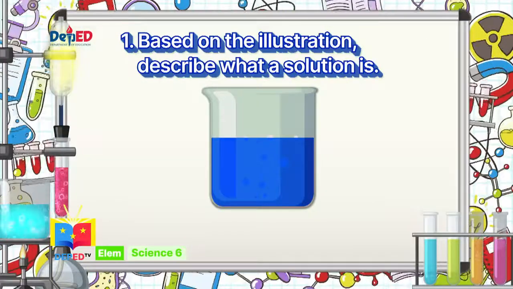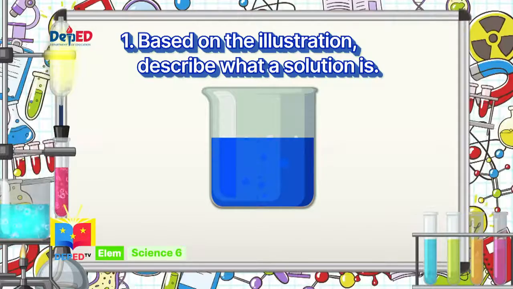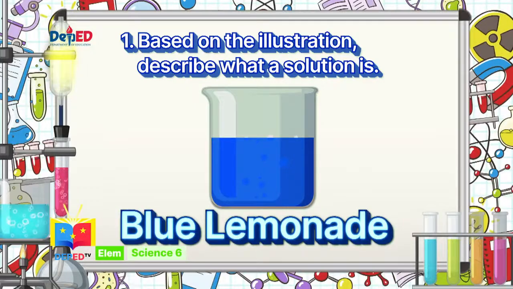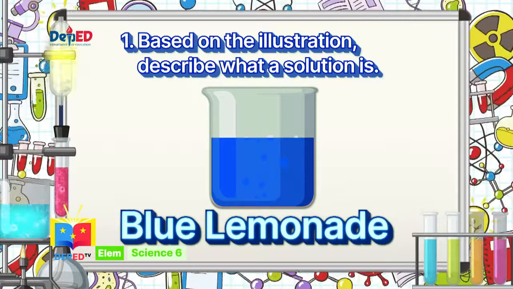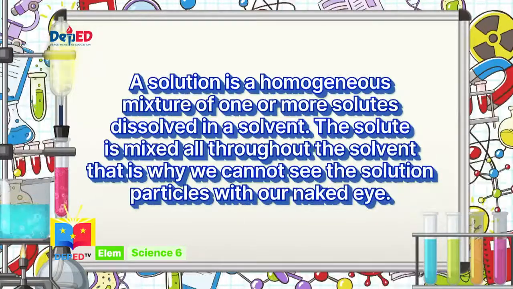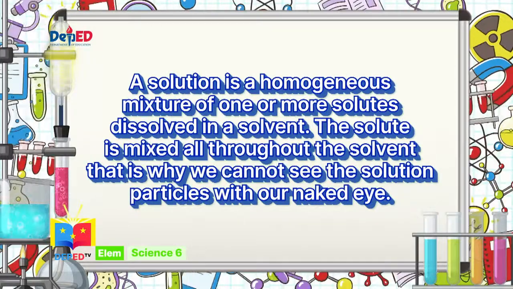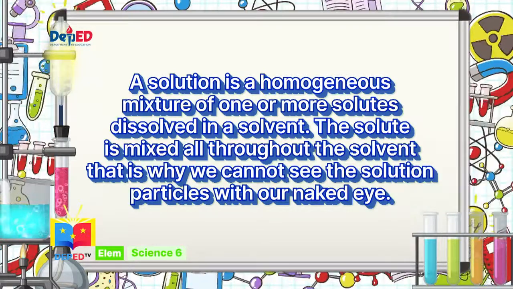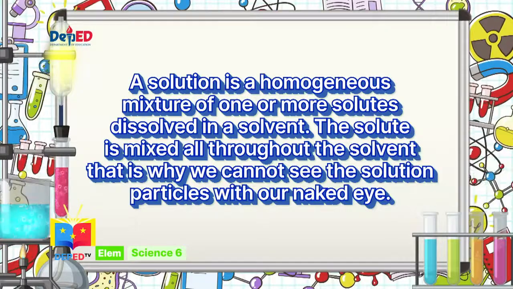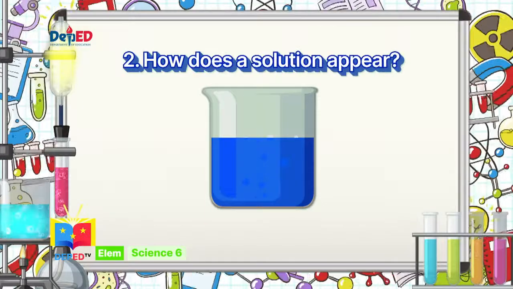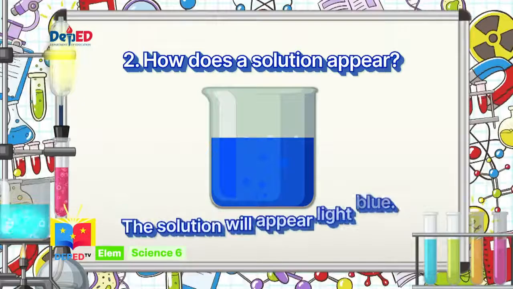Number 1. Based on the illustration, describe what a solution is. A mixture of blue lemonade powder and water. A solution is a homogeneous mixture of one or more solutes dissolved in a solvent. The solute is mixed all throughout the solvent, that is why we cannot see the solution particles with our naked eye. Number 2. How does a solution appear? The solution will appear light blue.